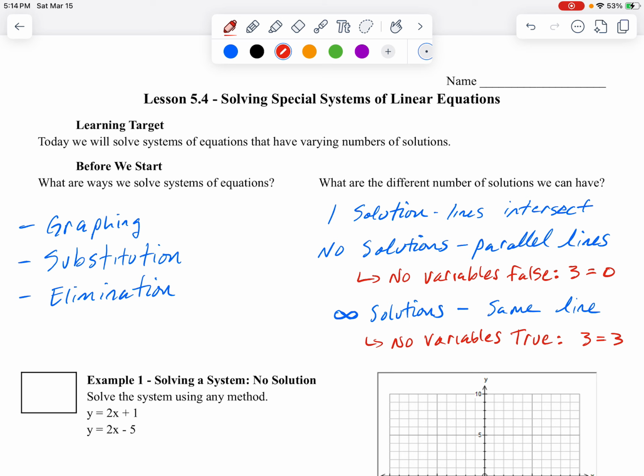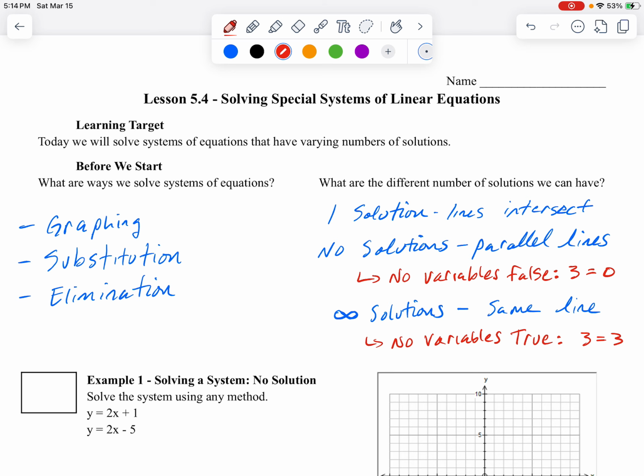Here's our video for lesson 5.4, solving special systems of linear equations. So all the systems we've looked at up to this point have just had one solution. We've looked at a couple different ways to solve systems of equations. So now things are going to open up a little bit.